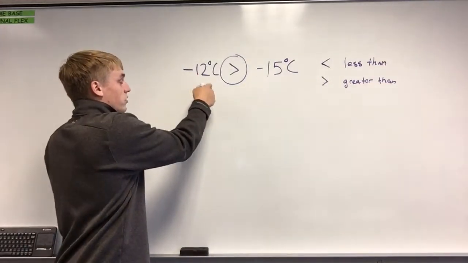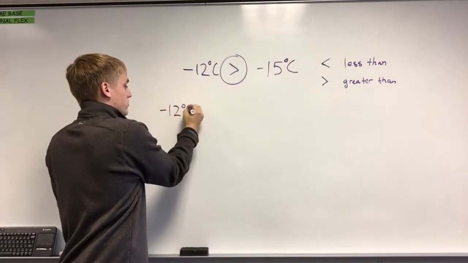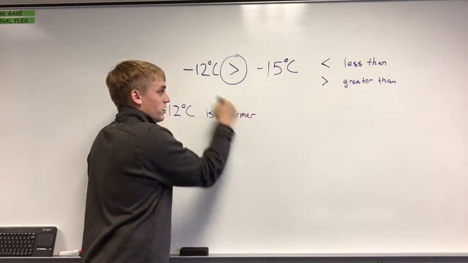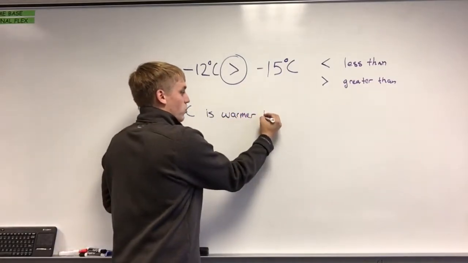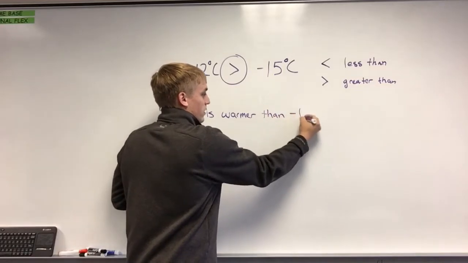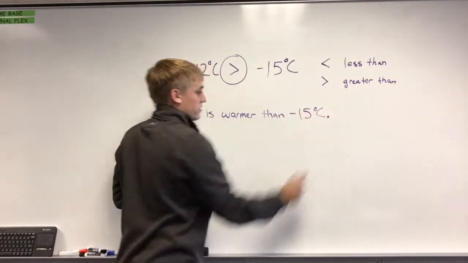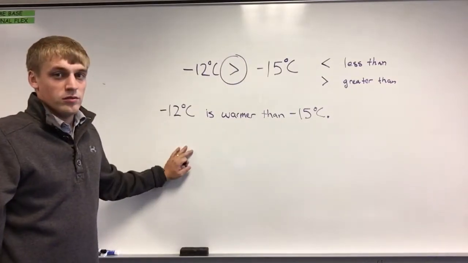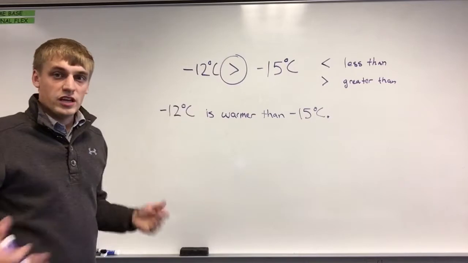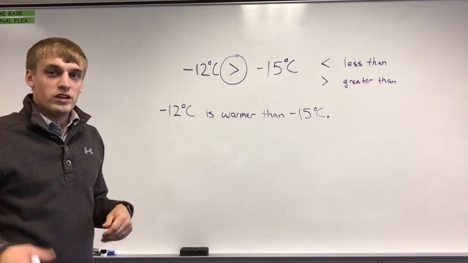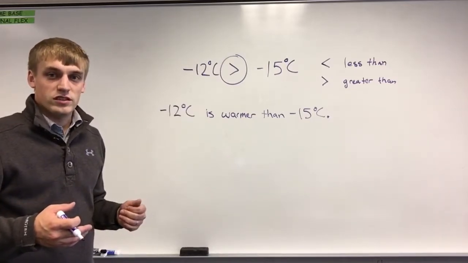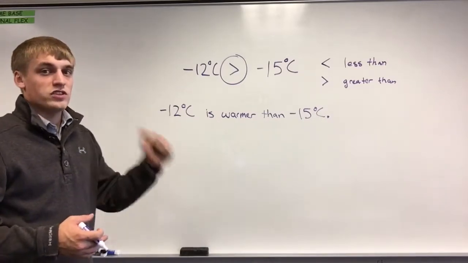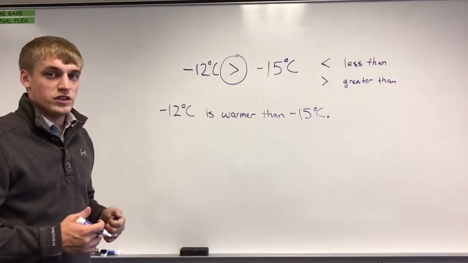So, negative 12 degrees Celsius is warmer than, because it's bigger, it's greater than, is warmer than negative 15 degrees Celsius. And that would be the sentence you'd write. It's warmer than, because if it's negative 12 degrees out, that's warmer than if it was negative 15 degrees Celsius out. Because negative 15 is further negative, it's colder than negative 12 degrees Celsius.